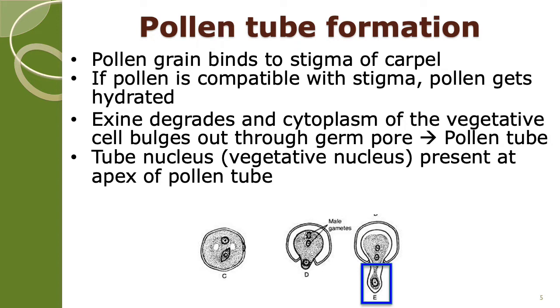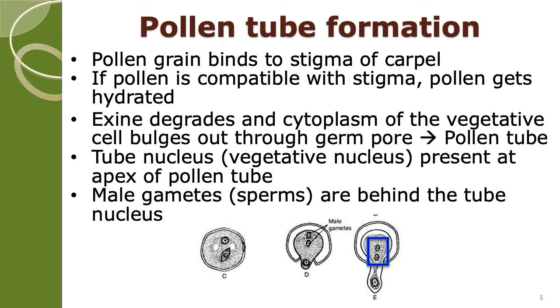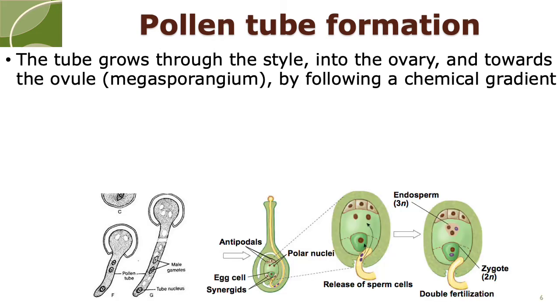The tube nucleus, if you remember from previous slides, the pollen grain has the vegetative nucleus, and it also has the two male gametes. The tube nucleus, which is another name for the vegetative nucleus, is present at the apex of the pollen tube, which is what we can see in the blue box. The male gametes, on the other hand, are right behind that tube nucleus as the pollen tube grows. The pollen tube grows in length, and as we can see in the blue box, the pollen tube is getting longer and longer.